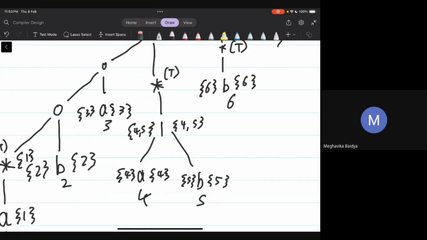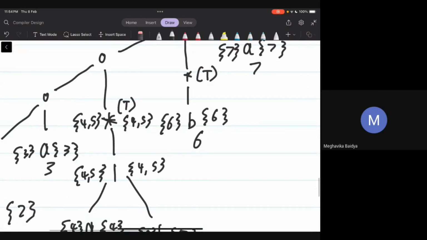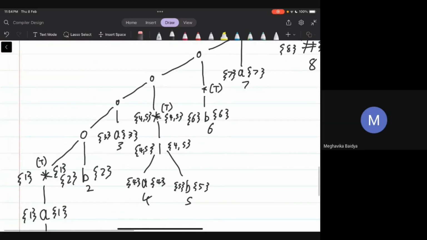Now same thing for the star. You write what's below it, so 4, 5 and 4, 5. And for this star, same thing. What's below it? It's 6. So 6.